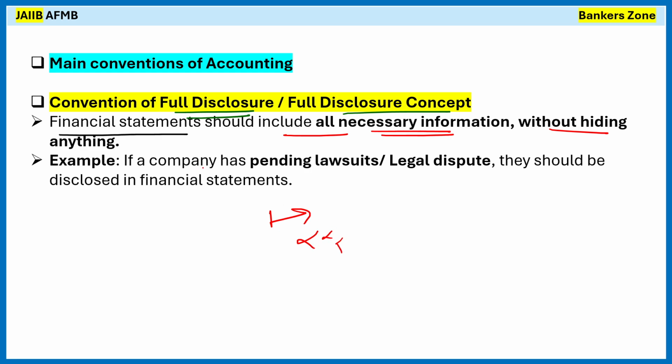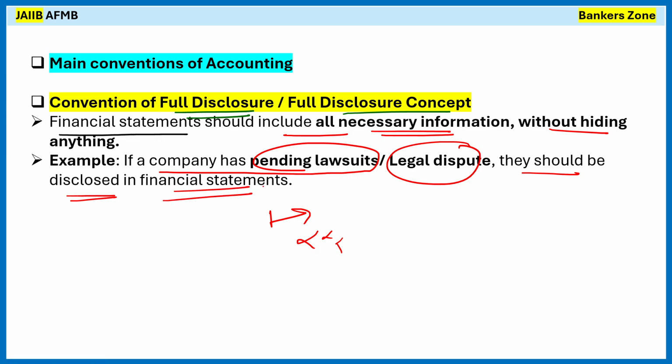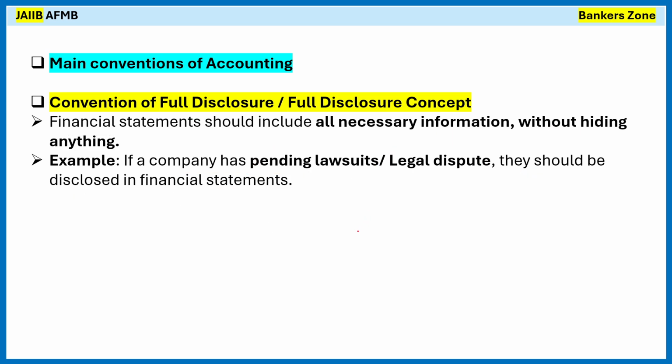For example, a company has a pending lawsuit or a legal dispute. They should disclose that in their financial statement, right? If they disclose it in their financial statement, obviously their shareholders, the bank, everyone who is interested will come to know about the legal dispute, and they will decide their action. That means a company should not hide anything. They must disclose all the details.